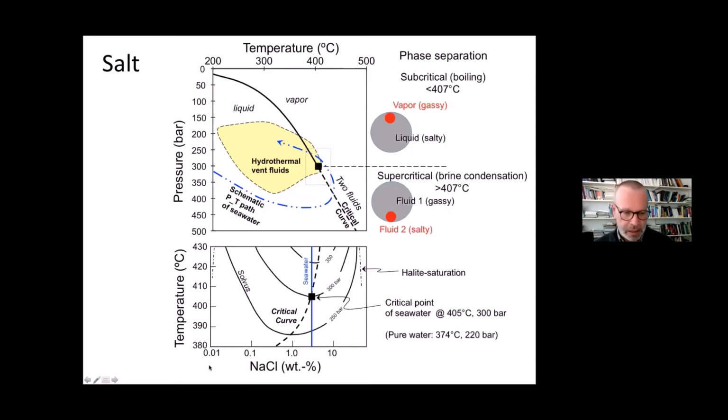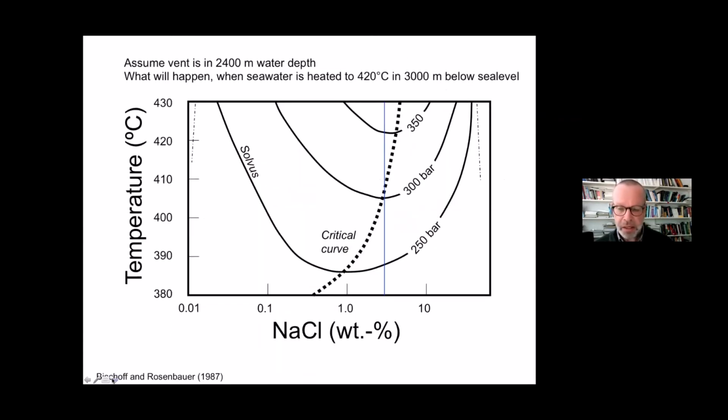And now this is a TX section where we see the solvus lines that are pressure dependent. Focusing in on this, if you ask yourself, where does seawater plot? It plots here at 3.58% sodium chloride. So if you heat seawater, what will happen is at 300 bars, it will be touching the solvus.